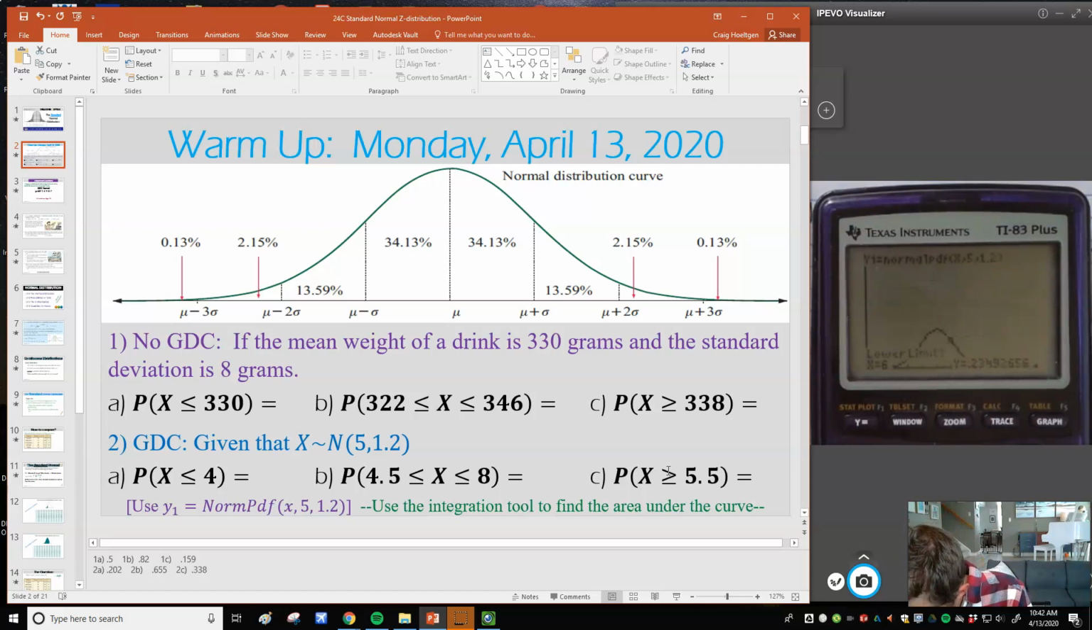Seven, my lower bound is 5.5. My upper bound is just something big. I know I set my window to 12, so I'm just going to go to the max of my window, 12. And there it shades the curve for us, and we get a probability of 0.338. Okay, let's continue onward.